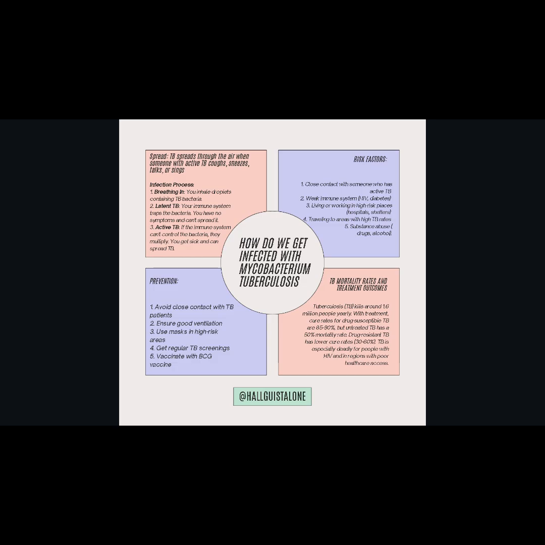2. Latent TB. Your immune system traps the bacteria. You have no symptoms and can't spread it. 3. Active TB. If the immune system can't control the bacteria, they multiply. You get sick and can spread TB.